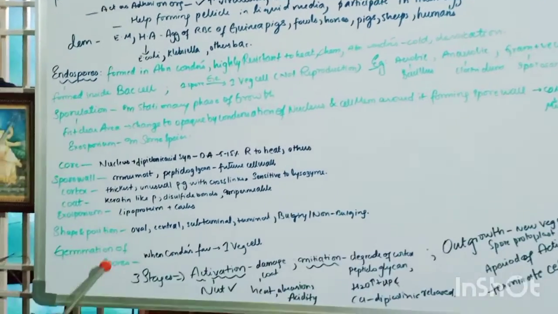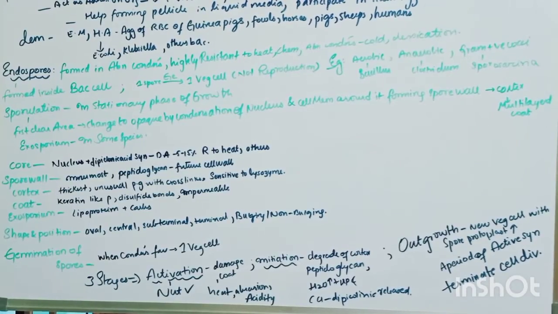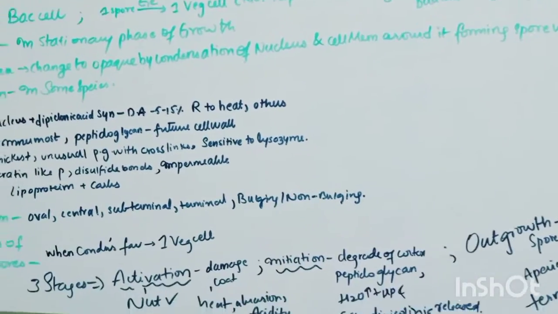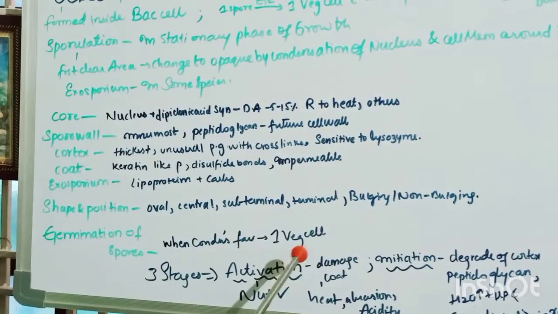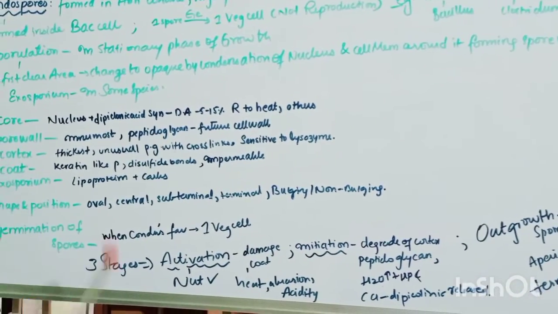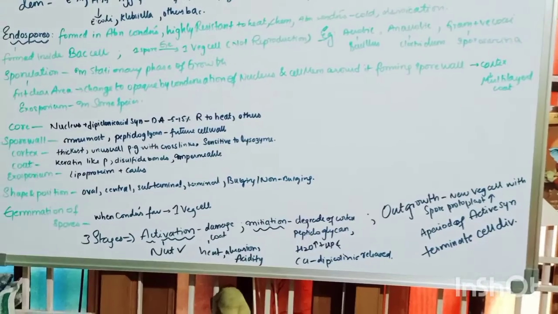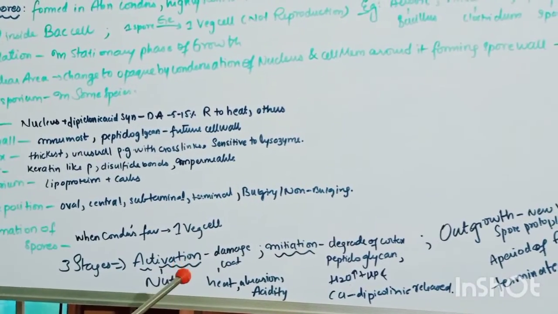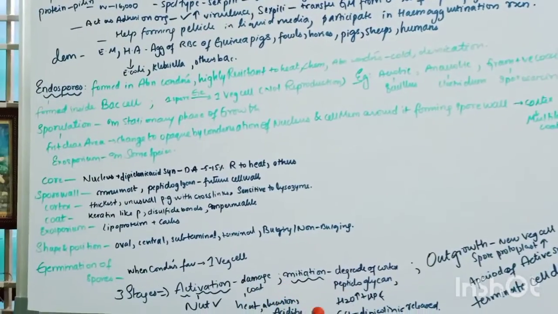Next, the germination of spores. Endospores are formed when conditions are unfavorable, but germination takes place when conditions are favorable, leading to the formation of one vegetative cell. As we already discussed, there are three stages: activation, initiation, and outgrowth. Activation is done in the presence of sufficient nutrition, in a nutrient-rich medium, and damage to the coat takes place due to heat, abrasion, or acidity.